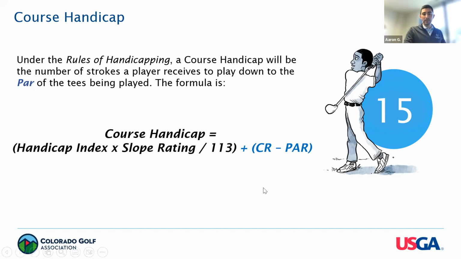So when people say, oh, what if we're playing 2 different sets of tees in the same competition? Well, the course handicap equation, as you can see here, takes care of that math for you. Because most likely the slope and the rating of both of those sets of tees will be different. Therefore, the course handicaps from each set of tees will be different as well.